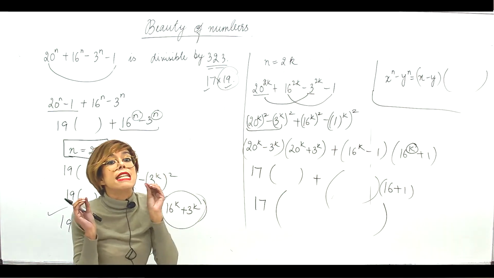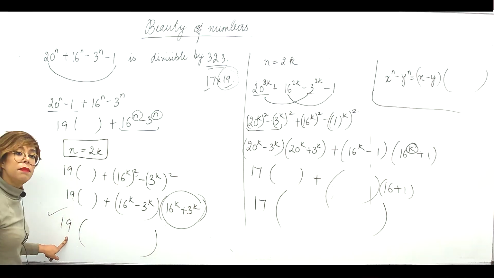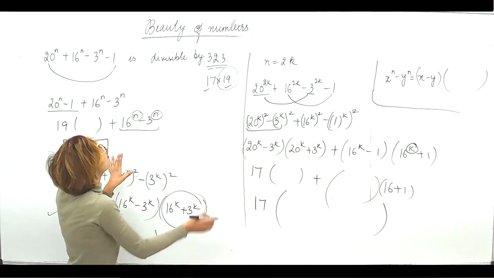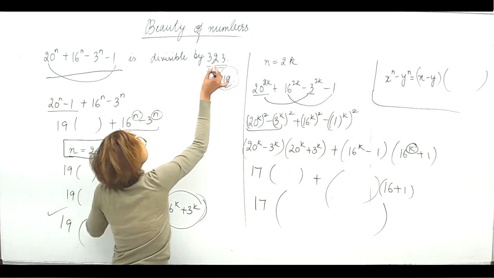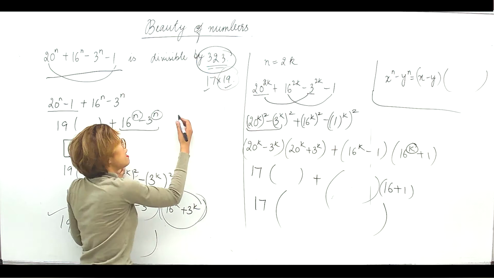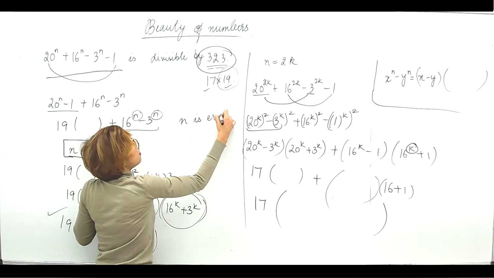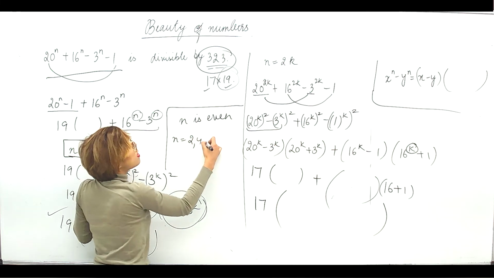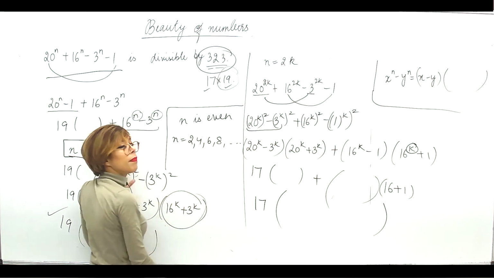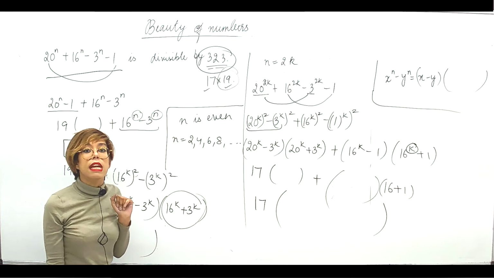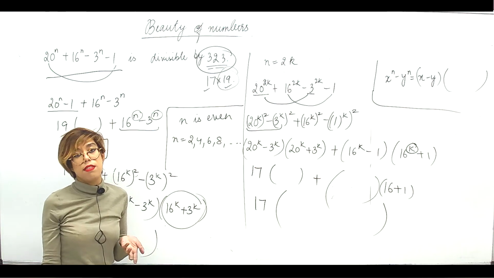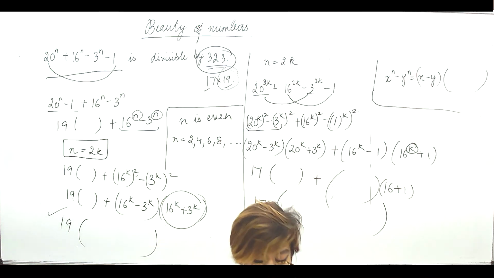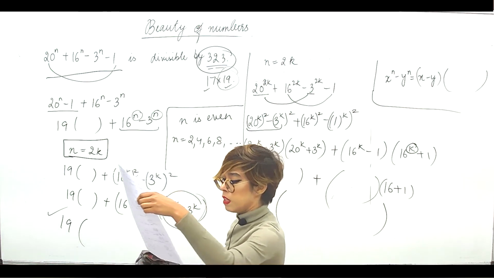Now when n is even, this is divisible by 19 as well as 17. That means when n is even, the quantity is divisible by 323. Now n might be of the form 2, 4, 6, 8 and so on. Set of even positive integers. Okay, now the next one.